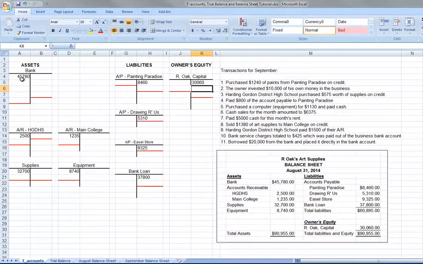T accounts don't need dollar signs, don't need commas, don't need a decimal unless you want to get into cents. So you would normally leave the numbers just like this. So let's take a look at the transactions.